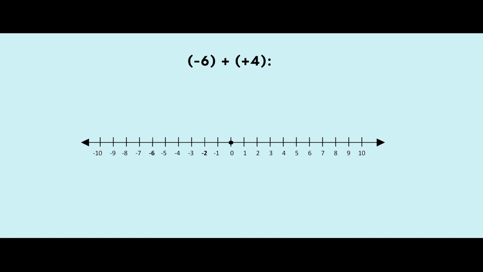As our first integer is negative 6, let's move to negative 6. Now to negative 6 we are adding positive 4. As we are adding positive 4, from negative 6, we have to move 4 units to the right. As we are moving to the right, it is positive 4. After we moved 4 units to the right, we landed on negative 2. That means when you add negative 6 plus positive 4, our answer is negative 2.